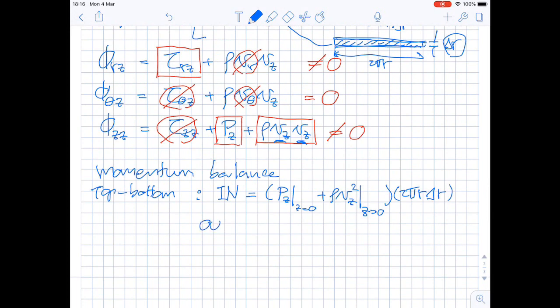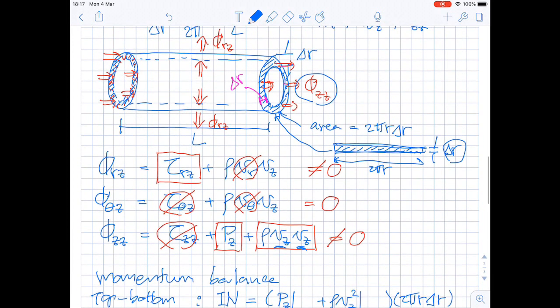For the output term, it should be exactly the same, except the location appears at z equal to L. The area should be the same, because the area for input and the area for the output are supposed to be exactly the same.